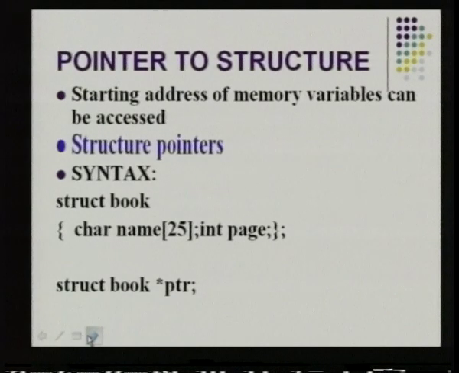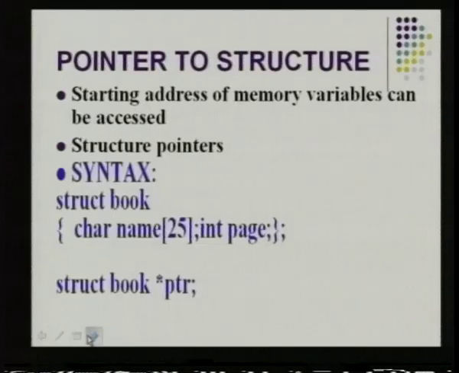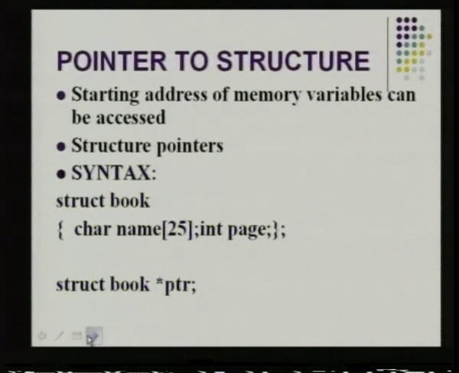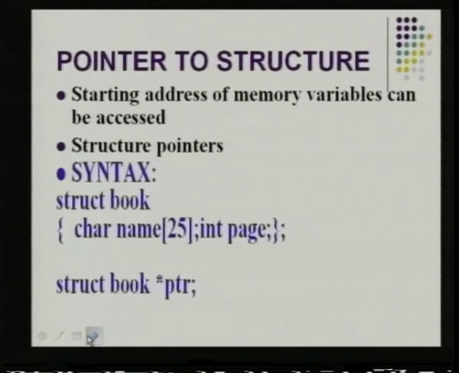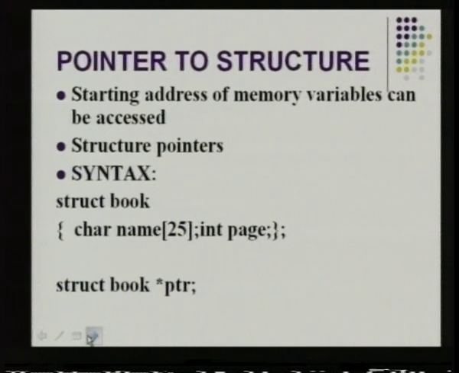When we say a pointer to a structure, another name for it is structure pointers. Now, this is how the syntax is declared. The declaration is the same: struct tag and the members of the structure enclosed within braces and a semicolon, and the declaration of the variable is struct book, that is nothing but the struct tag. Instead of simply giving a variable name, here we have to give a pointer variable.